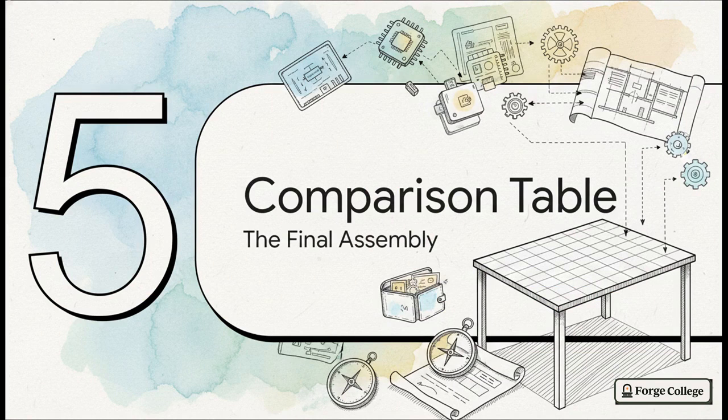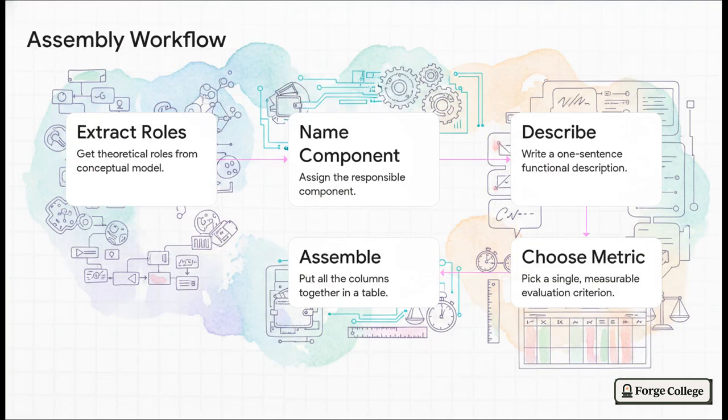This is the final assembly. All right, it's time to bring all these pieces together. We are going to assemble the primary artifact that's required for your capstone overview. Here's a really simple 5-step workflow to draft a robust comparison table. Ideally, you want about 6 to 10 components in there.